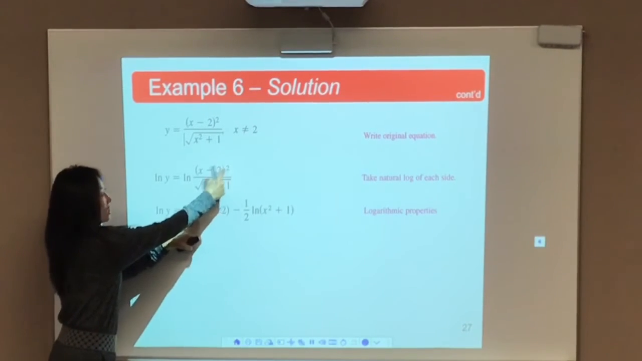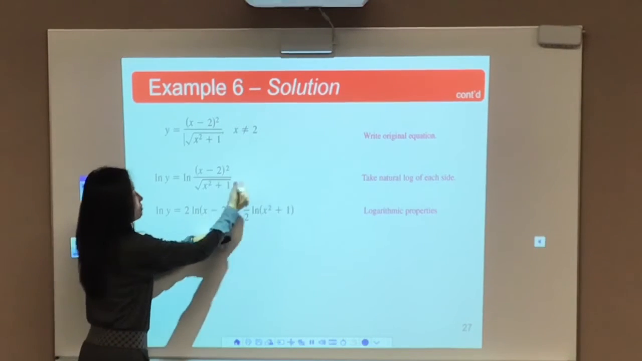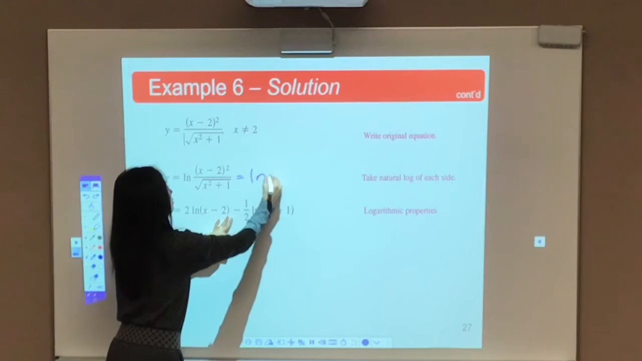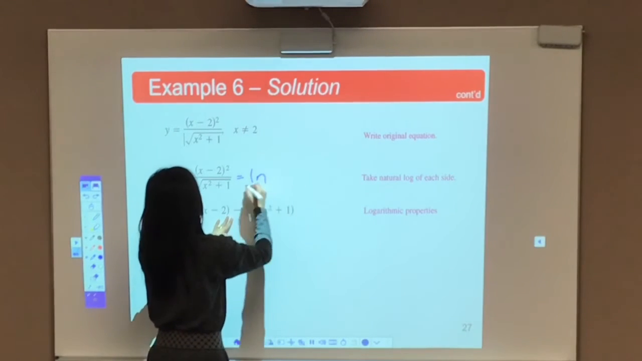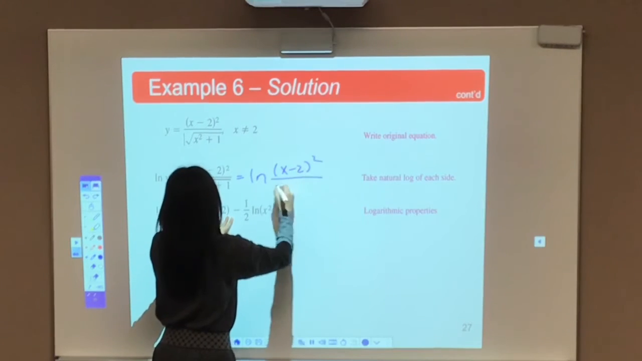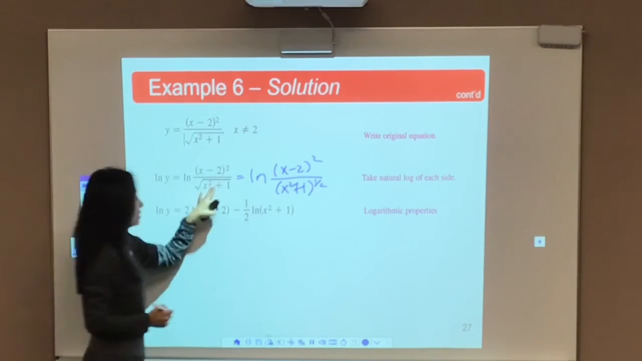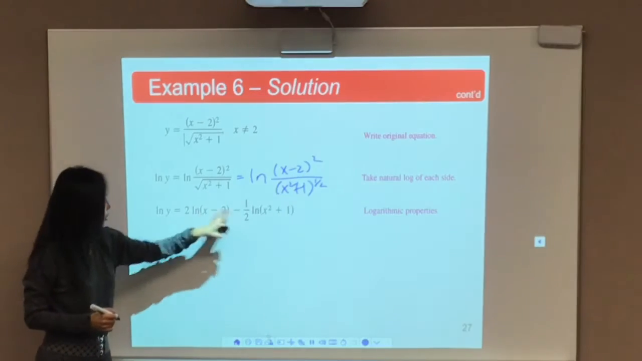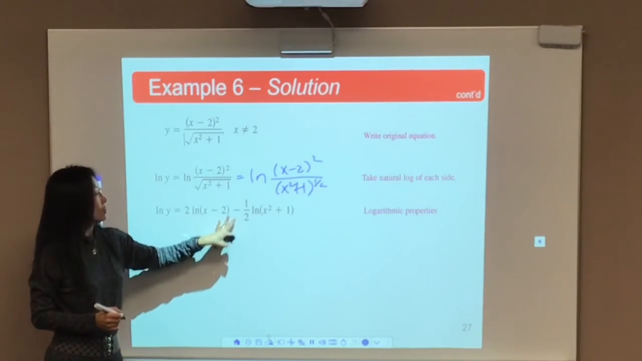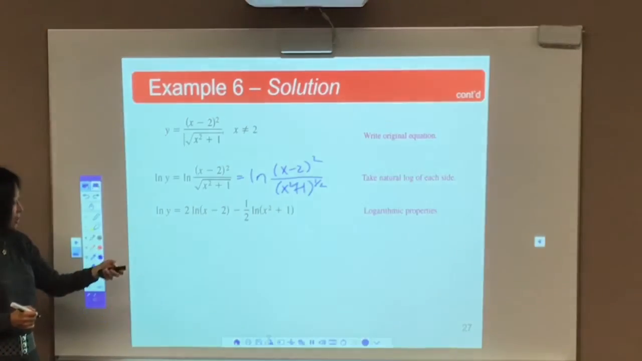Does everybody see this 2 came from here? Right, 2, right? And then this is one, remember this one, I'm just going to write this one. Does everybody see this one? So I make it into 2 natural log of x minus 2 and then 1/2 natural log of this. Are you with me, class? Okay, now take the derivative of that.